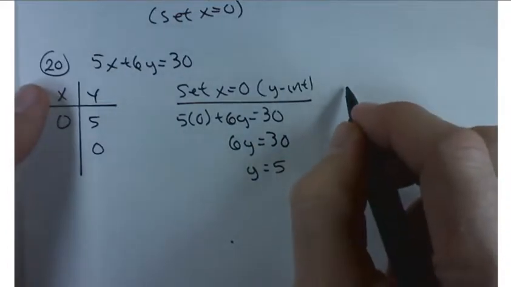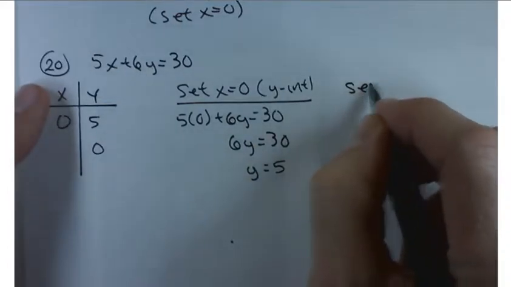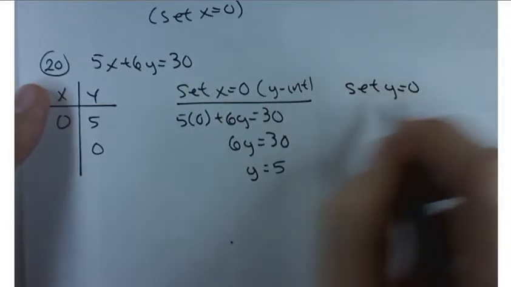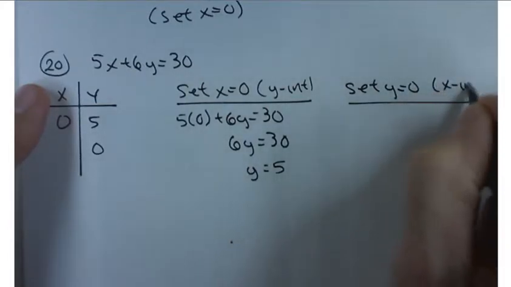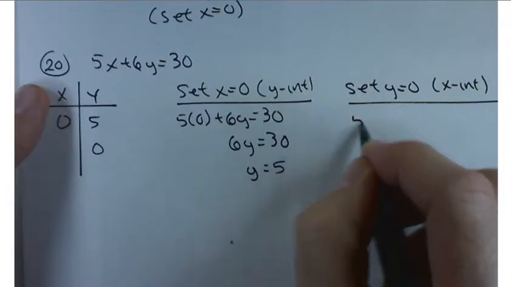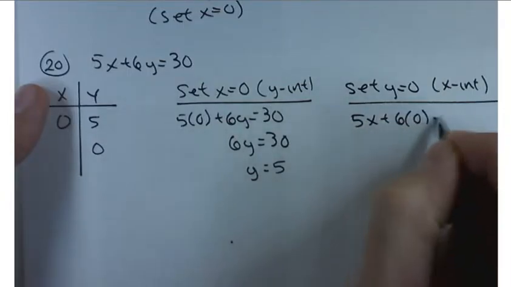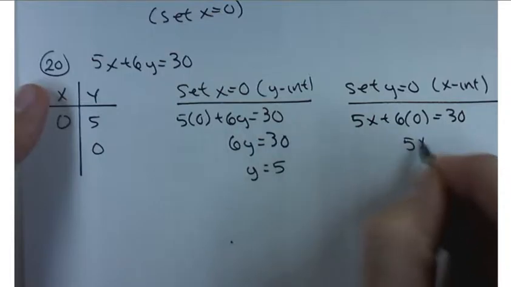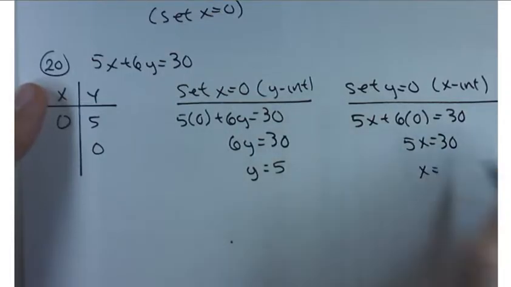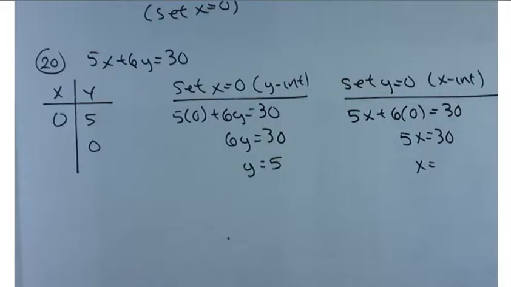Let's do the same thing. This time set y equal to 0. That's going to give me my x-intercept. 5 times x plus 6 times 0 equals 30. What does x equal? 6. So 6 and 0. And that's it. That's all they ask you to do, is find the x and y-intercepts.